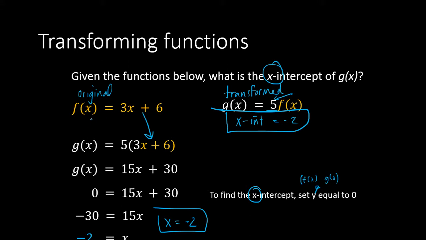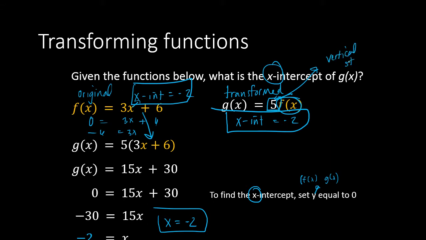If you take 3x plus 6 and set it equal to 0, and you do some quick computing, we get negative 6 equals 3x. It looks like this x-intercept is also negative 2. So notice that by taking the function as a whole and multiplying it by 5, nothing happened to the x-intercept. In both cases, it was negative 2. That's because this 5 causes a vertical stretch. So horizontally, nothing changed.